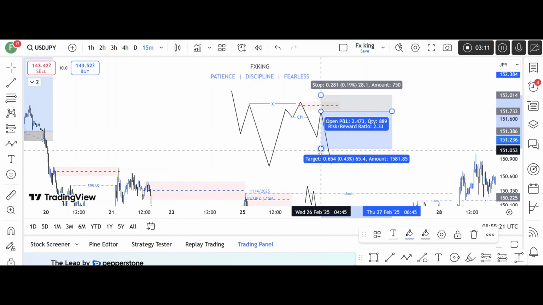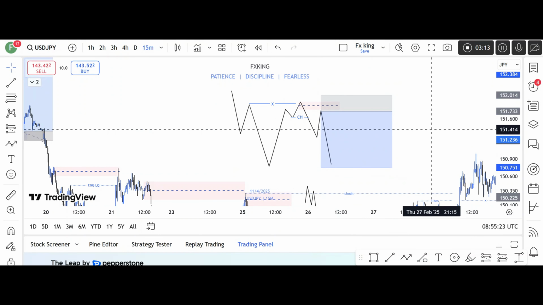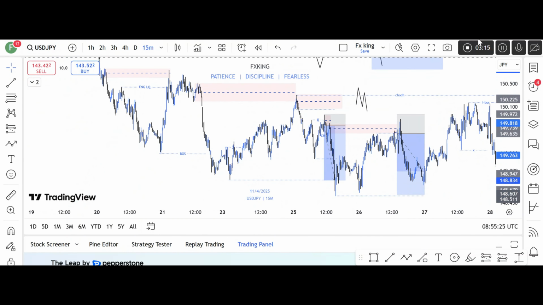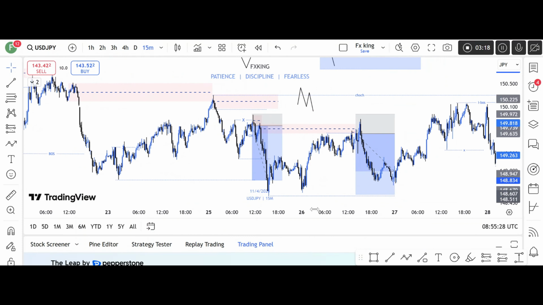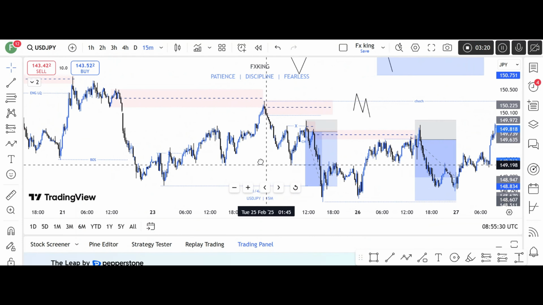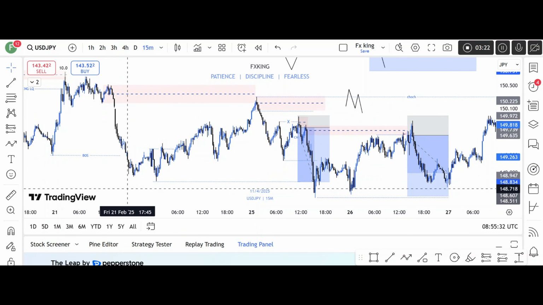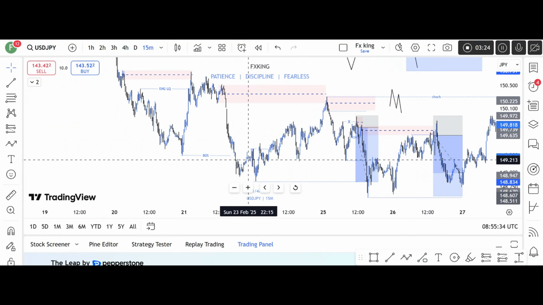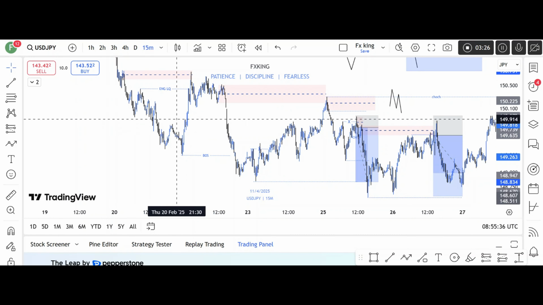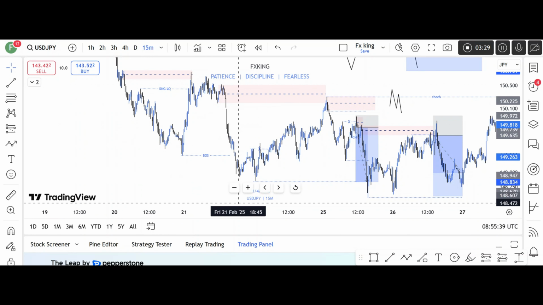So let's go into the charts. Let's go into the chart and I'll show you exactly this scenario. First of all, here you can see we had a break of structure. The market took out the inducement and we had a break of structure.